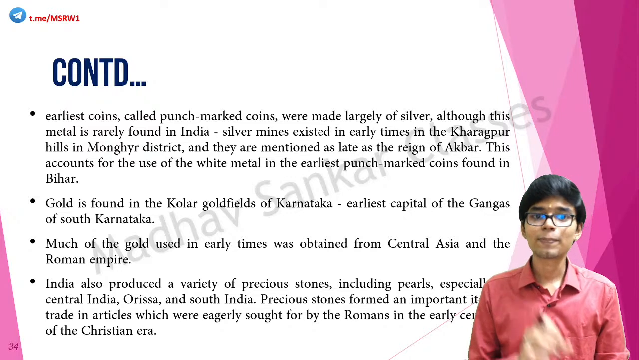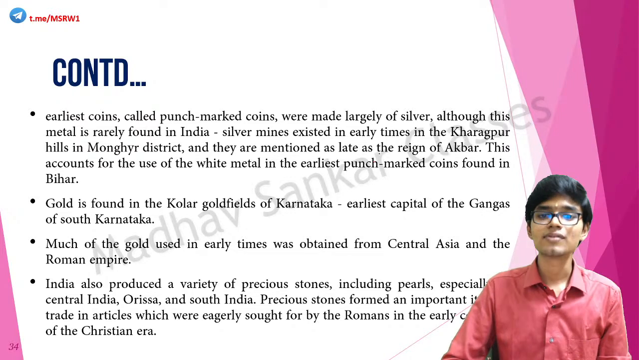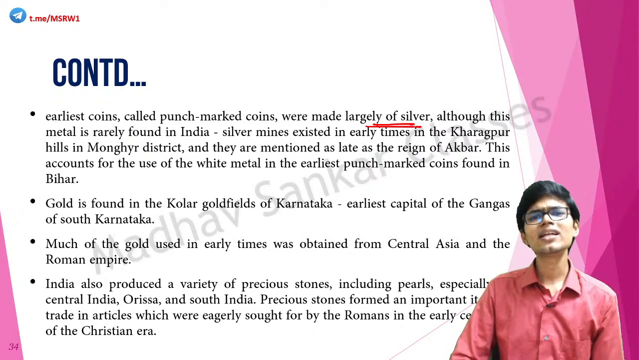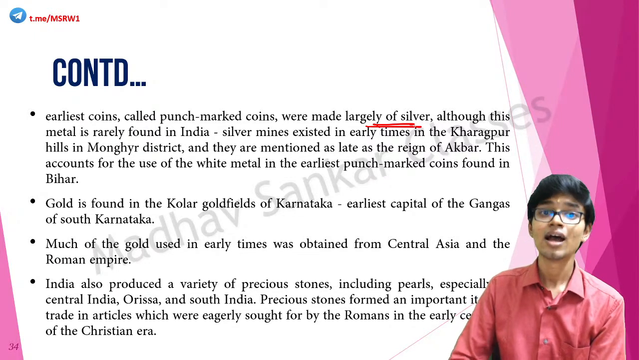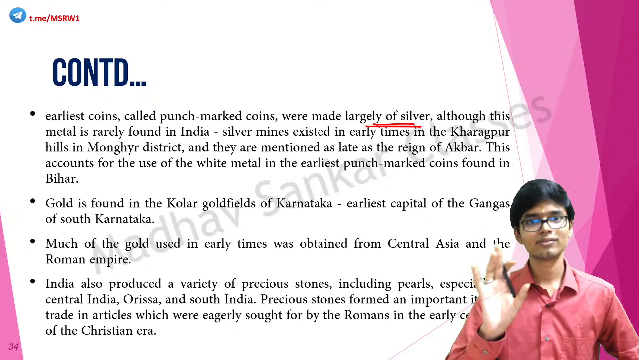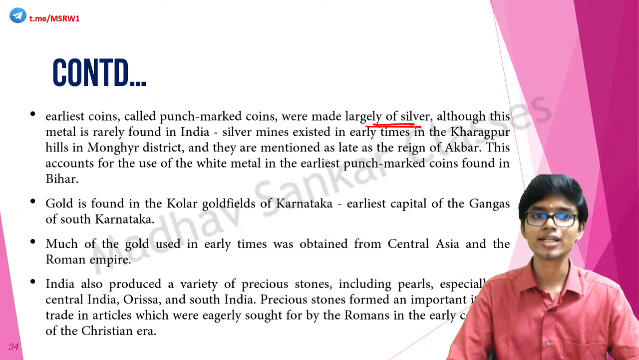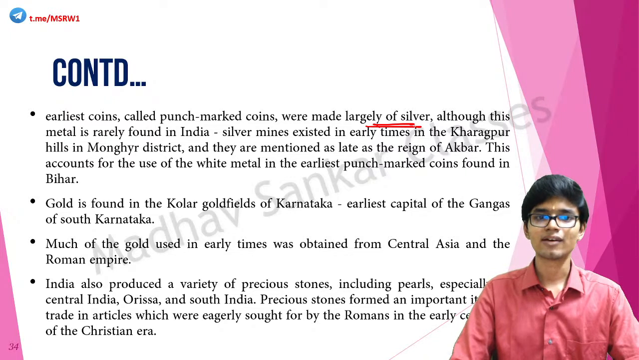The earliest coins, known as the Punch-marked coins, were largely made of silver. Silver is not commonly found in India. It is rarely found in India, but still the coins were made of silver. At least in some parts of India it was seen. In ancient India, there were some silver mines available.